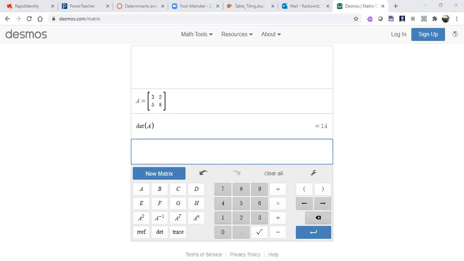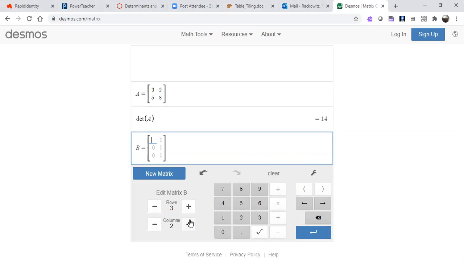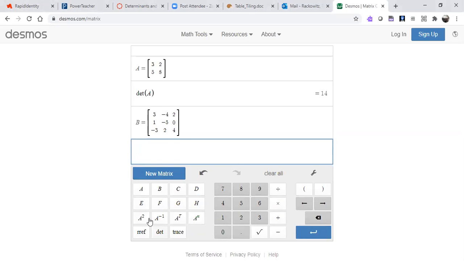So that 3 by 3, which was 3, -4, 2, 1, -5, 0, and -3, 2, 4. I can find the determinant of B, -70.